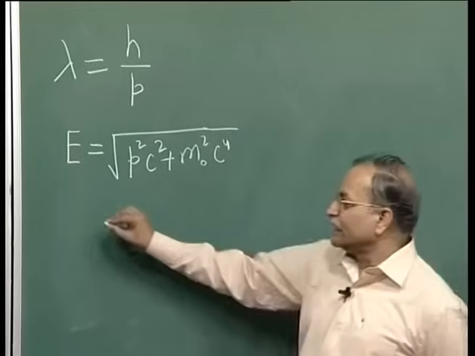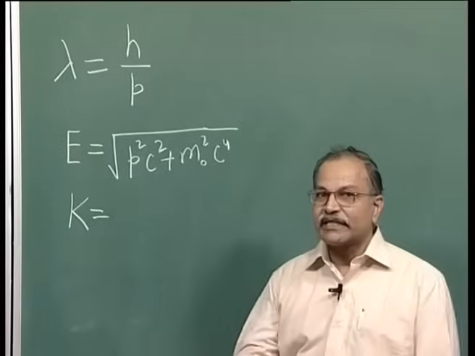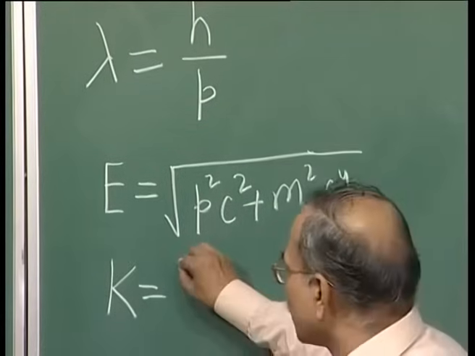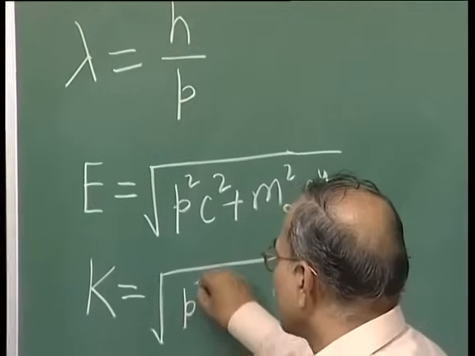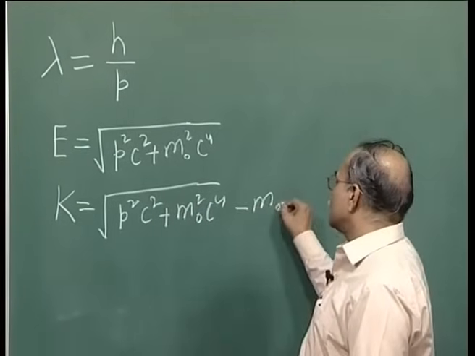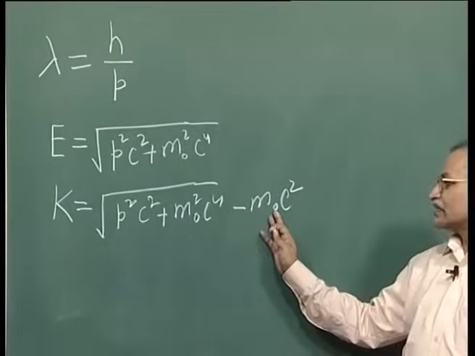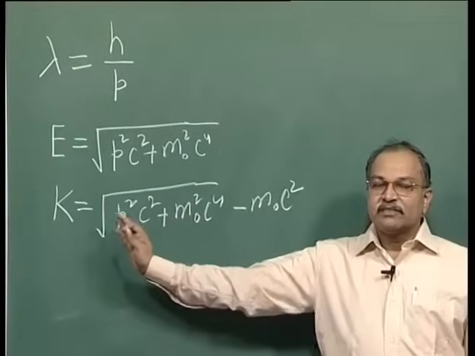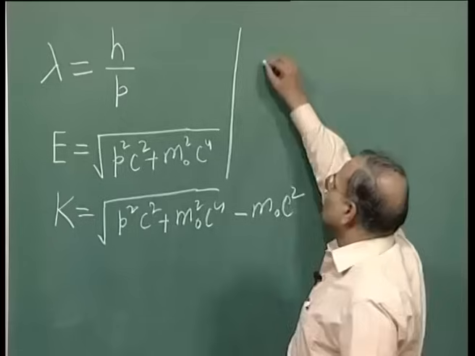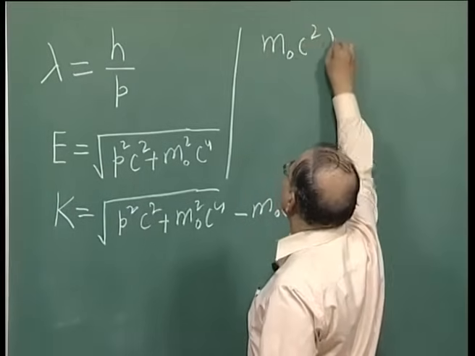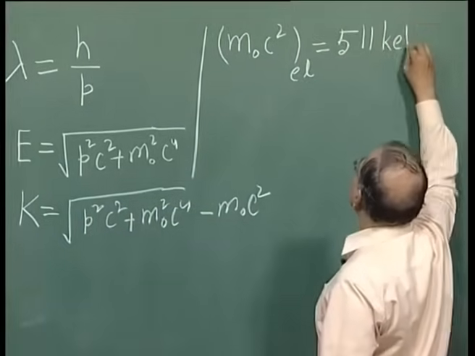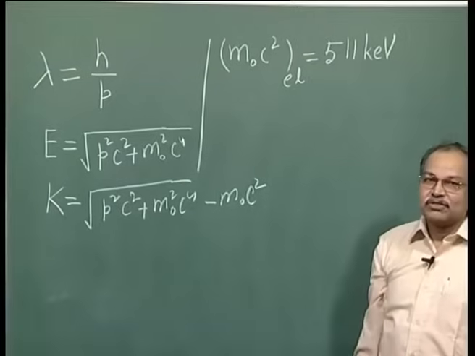This m naught is the mass of the electron, and this c is the same as this c. This is the total energy, and the kinetic energy, which we control in the accelerators by putting proper potential differences through which the electron is accelerated, is the total energy minus the rest mass energy, so the square root of p square c square plus m naught square c to the power 4, and then minus m naught c square. Now, this is the general formula, and the rest mass energy m naught c square for the electron is 511 kilo electron volt approximately. So, this is a useful number, you should always remember this.